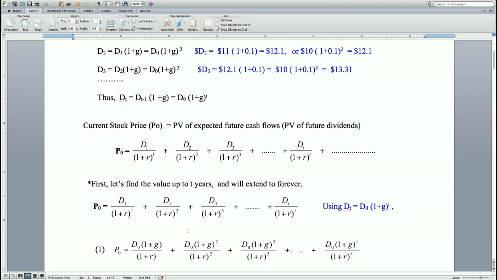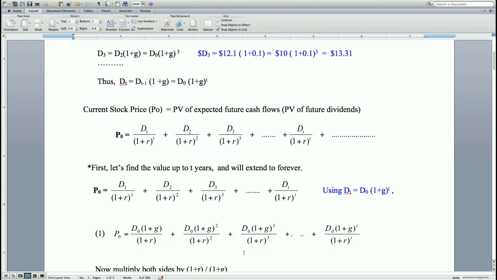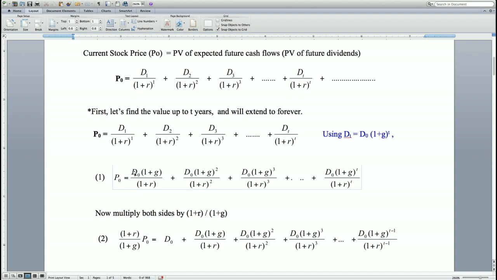So this stock price value, d1 up to dt, we change it to d0, 1 plus g, on and on. If you take a look at them, we have very similar ones here, right? Everything has d0. Everything has 1 plus g over 1 plus r. But the difference is the power: power to 1, 2, on and on. So now we multiply both sides by the inverse.